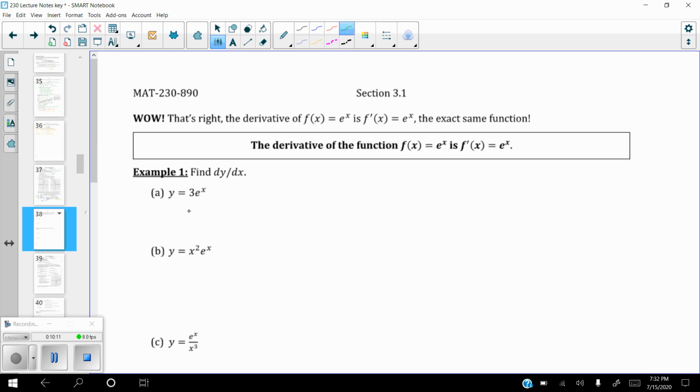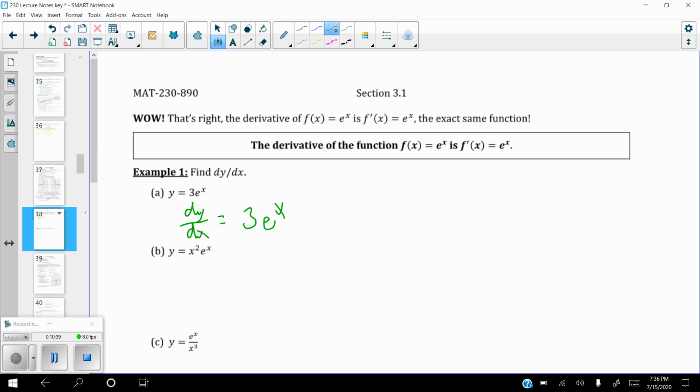So on the first one, dy dx. Well, I've got 3 e to the x. 3 itself is a constant, so really I'm just taking the derivative of e to the x, which we already know is e to the x. So the derivative of 3e to the x is just 3 e to the x. Easy enough.